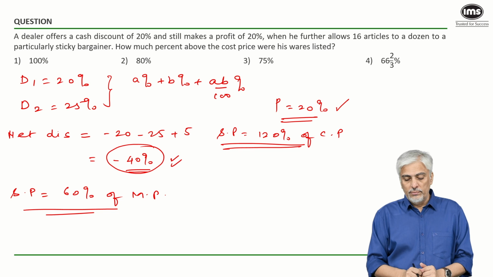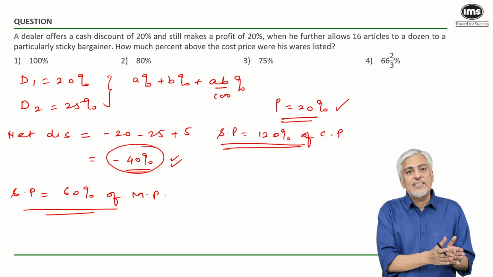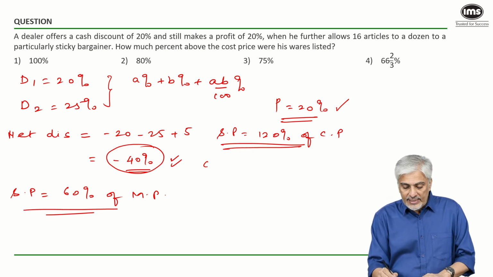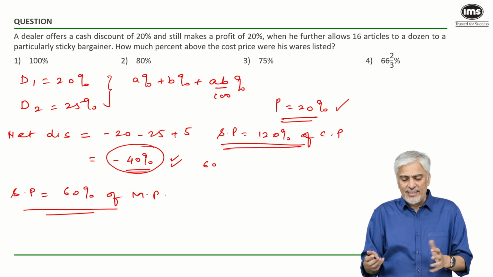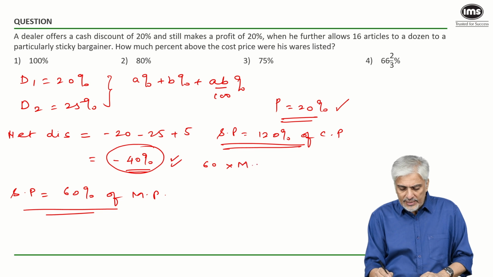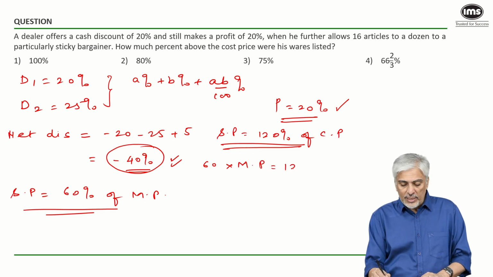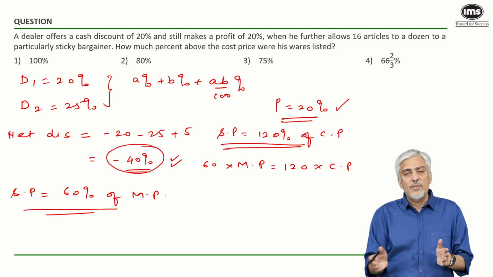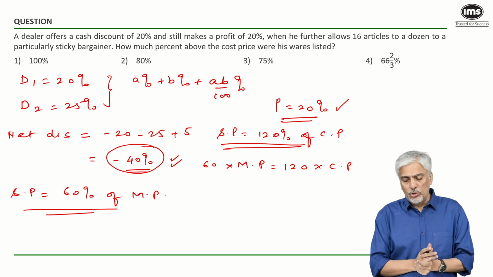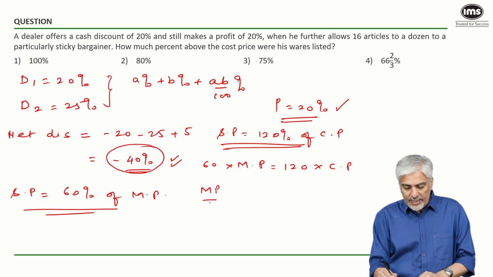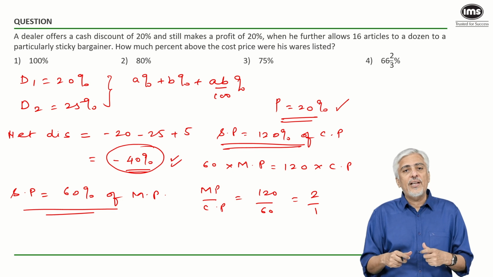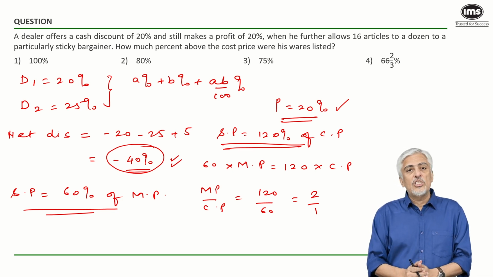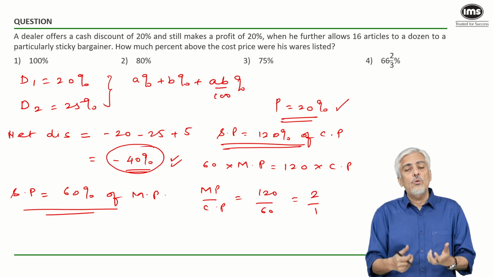Can we equate them both? If I equate selling price to selling price, I'll get 60% of mark price, 60% will be 60 upon 100, equals 120% of cost price. Why did I get rid of percentage? Percentage, the upon 100, cancelled out on both sides. What is the relation between mark price and cost price? 120 upon 60, which is 2 upon 1. We landed up to the same thing, that the mark price is exactly double of the cost price, which means the mark price is 100% above the cost price.